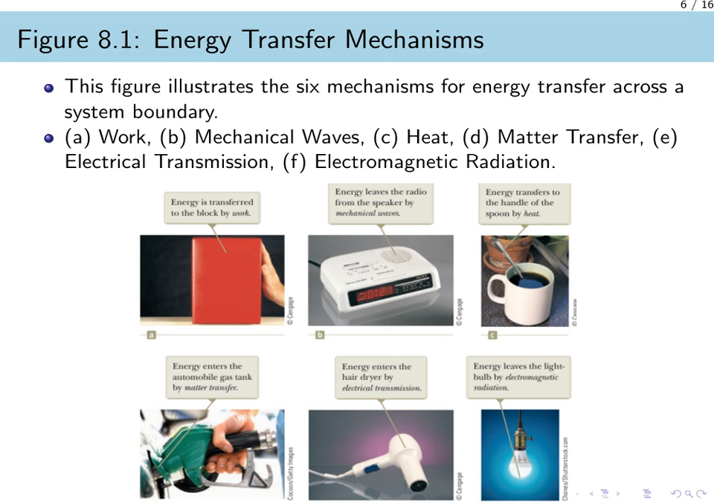This slide presents Figure 8.1, which provides a visual summary of the 6 energy transfer mechanisms we just discussed. Each image corresponds to one of the methods. Panel A shows work, B, mechanical waves, C, heat, D, matter transfer, E, electrical transmission, and F, electromagnetic radiation. This figure helps to anchor each transfer mechanism with a concrete, everyday example.